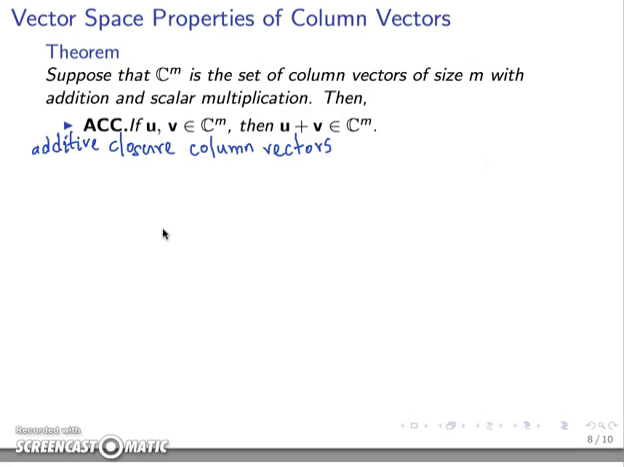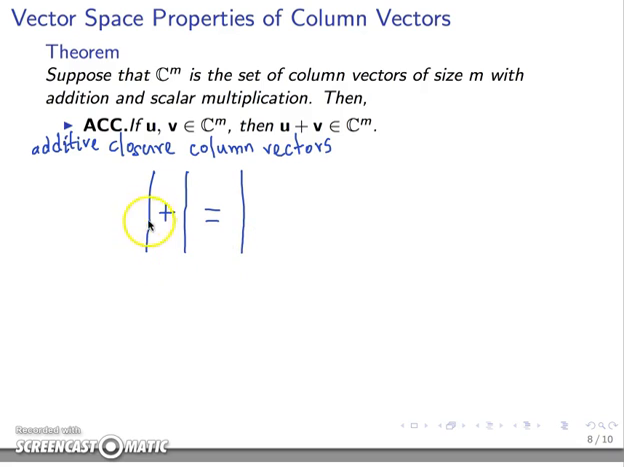The first of which is called additive closure for column vectors. The word closure here has to do with the idea that we have an incoming u vector, another incoming v vector. They are of the same length, okay? And this gives you a new vector, which is called u plus v.